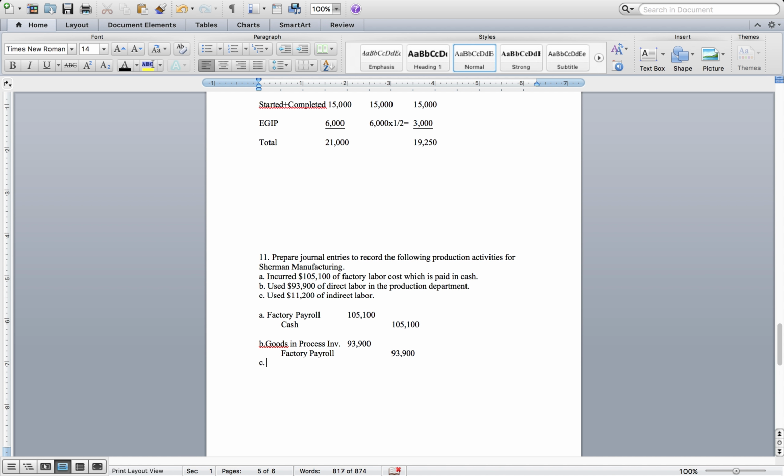Okay, last one, C. Use indirect labor. Indirect labor is going to increase factory overhead, so we're going to debit factory overhead for $11,200. And again here, what does it come out of? We're going to decrease factory payroll. We're going to credit factory payroll for $11,200.